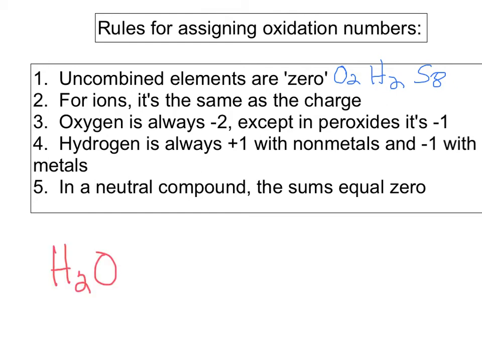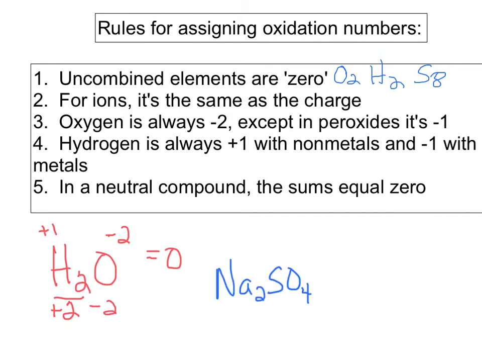So in the case of water, since oxygen's oxidation number is always -2, except in peroxides, then we would assign an oxidation number here of -2 to the oxygen. And hydrogen has a rule that it's always +1 when it's bonded to a nonmetal, which oxygen is, so hydrogen should be a +1. And the sum of those oxidation numbers should add up to 0, because this is a neutral compound. So we have 2 hydrogens, each with a +1, giving the hydrogen side a +2, and 1 oxygen with a -2 oxidation number equals 0.